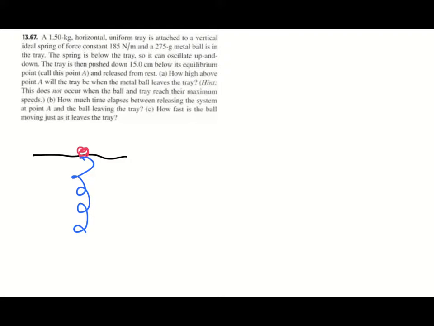Okay, so they're going to push it down. Let's see that right real quick. Okay, so we're going to push it down 15 centimeters below the equilibrium point. This is point A. And that's 15 centimeters.